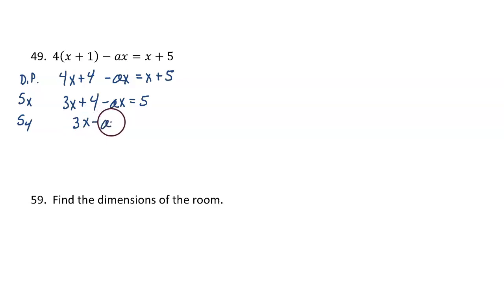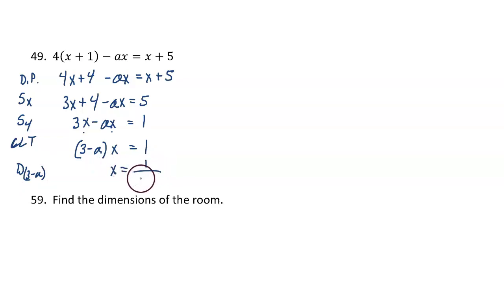3x minus ax equals 1. Now we need to combine like terms because there are two x terms and they're both on the same side, so they can be combined. Combine their coefficients. It becomes 3 minus a times the x, and that's equal to 1. To get the x alone, we want to divide by the 3 minus a. We have x equals 1 over 3 minus a.